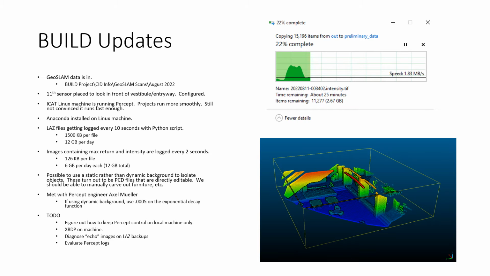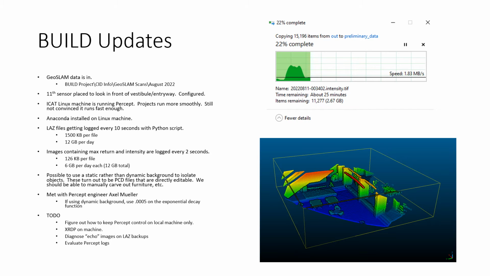I got Anaconda installed on the Linux machine, so it can run some Python scripts, which I have done. I run some of the Python LAS file logging on that. The LAS files are getting logged every 10 seconds. I don't think I even had this accomplished last time, but I've got the PDAL stuff written out. This was the recipe for PDAL earlier, to get this working. So that's working well. We're looking at 1,500 kilobytes per file. That amounts to about 12 gigabytes per day.